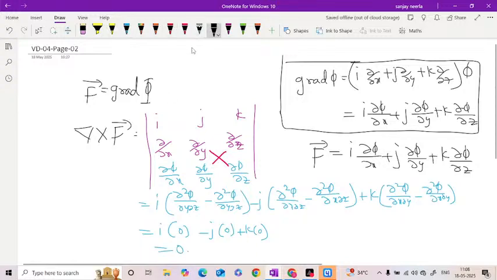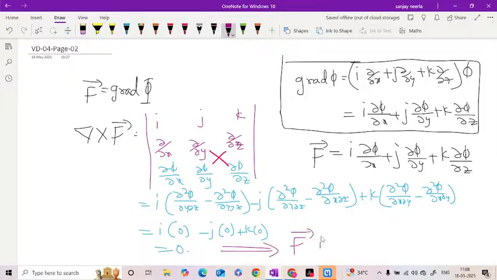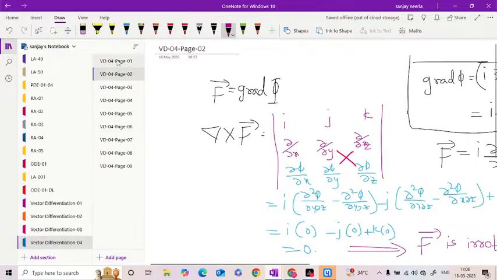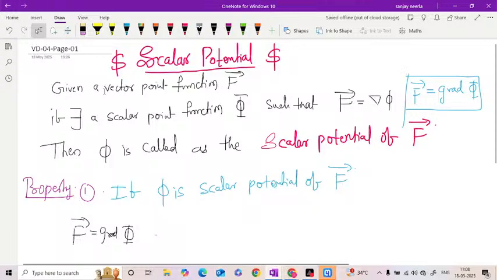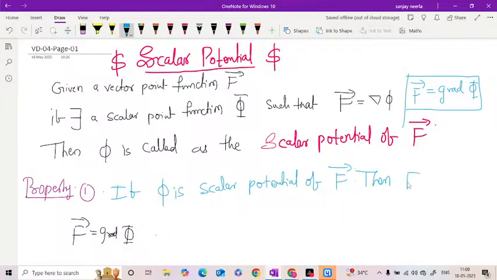Anybody? What is the statement? So this f is now an irrotational vector. Very good. That is our first statement, property 1: if pi is any scalar potential of f, then f is always an irrotational vector. Now I am asking the second.